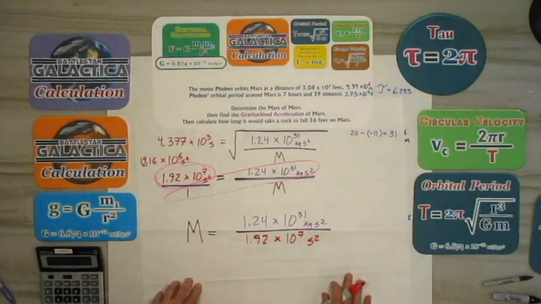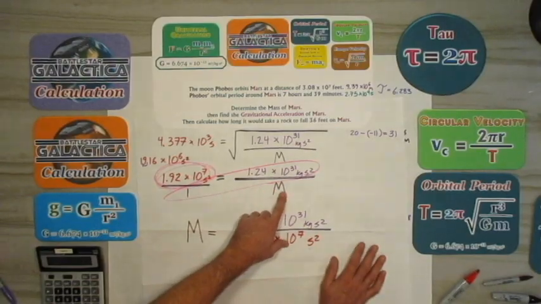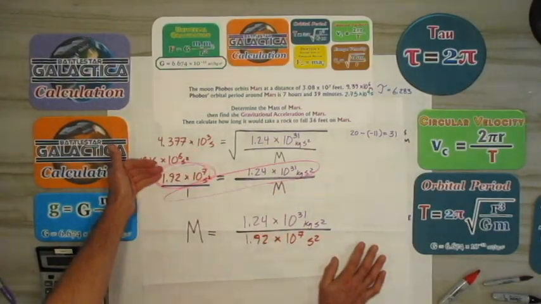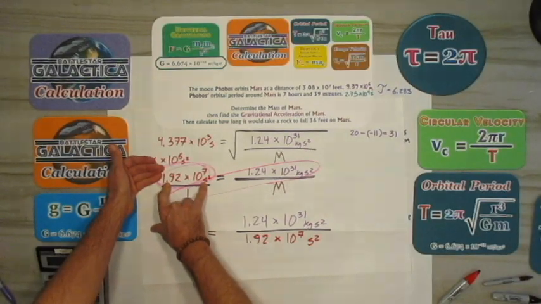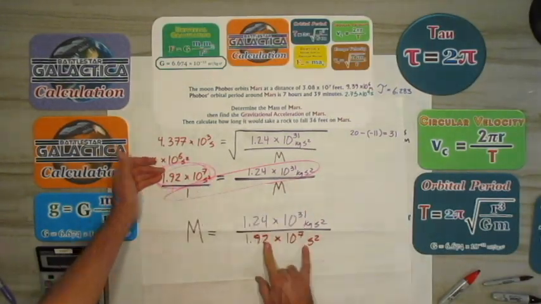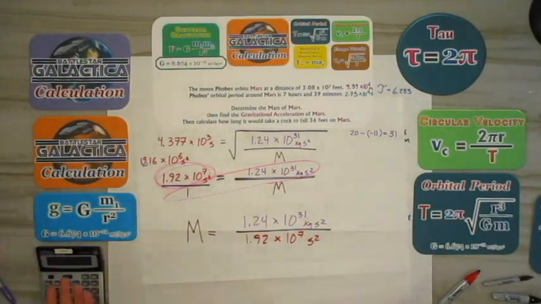Remember, I like to cross multiply. The other way to do it, of course, is you multiply both sides by m, get m on this side. Then you divide both sides by 1.92 times 10 to the 7th seconds squared, and it winds up like this anyway. I just like to cross multiply. It's just my thing. I just love it.